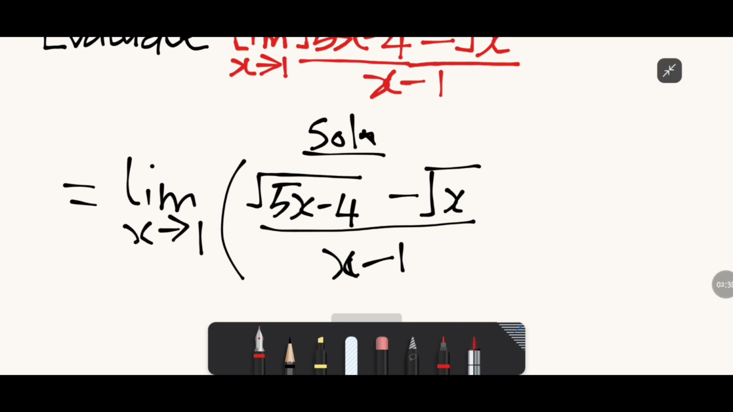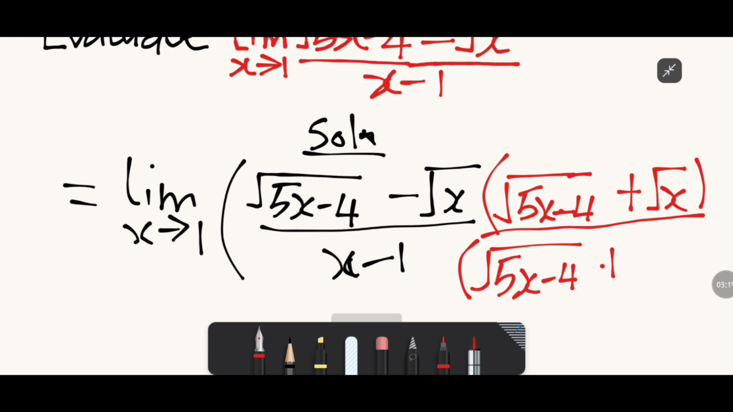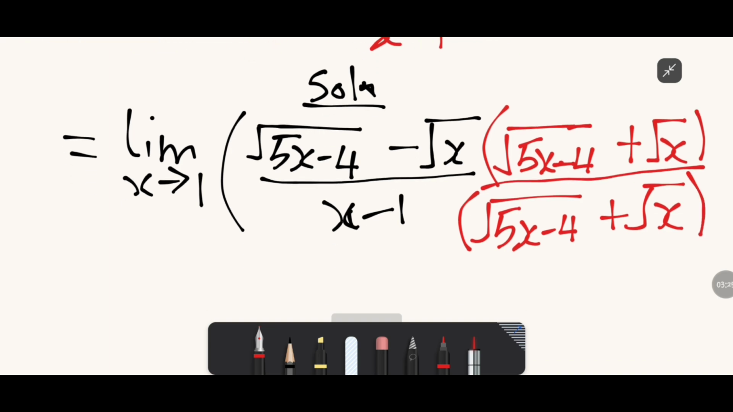So we are going to multiply the numerator and the denominator by the conjugate. So we have square root of 5x minus 4 plus, this is the conjugate now, we change the sign to plus, so this is plus square root of x, all over, we write the same thing, square root of 5x minus 4 plus square root of x. So when we find the conjugate, we multiply the numerator and the denominator by that conjugate.